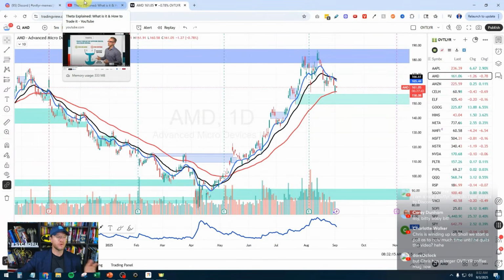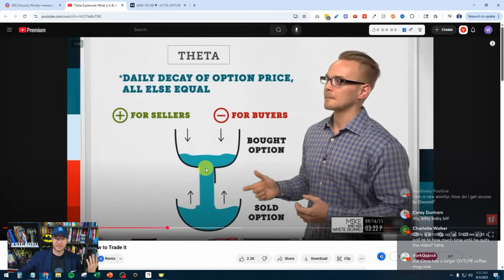You tell me, would you rather get paid by drips or floods in the chat? I would rather be paid by floods. And it definitely doesn't look like this if you're selling options.